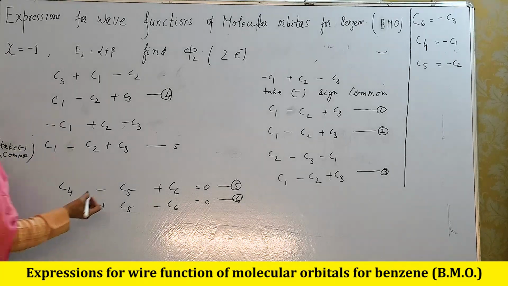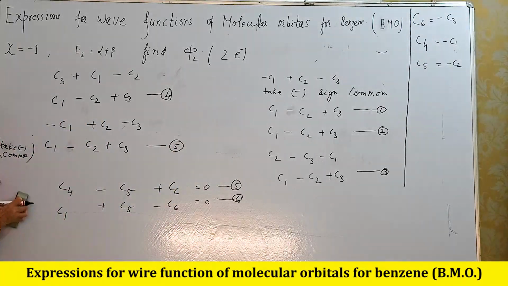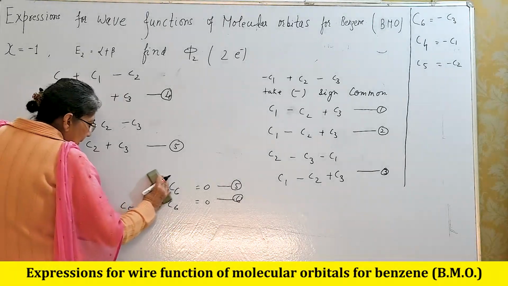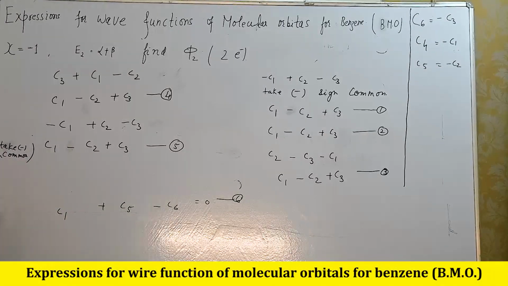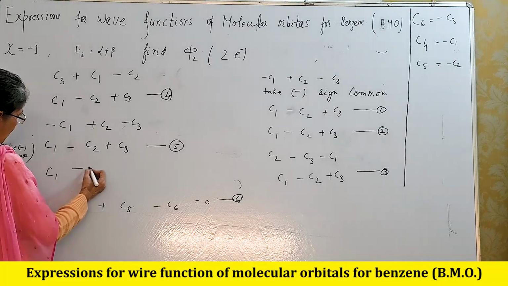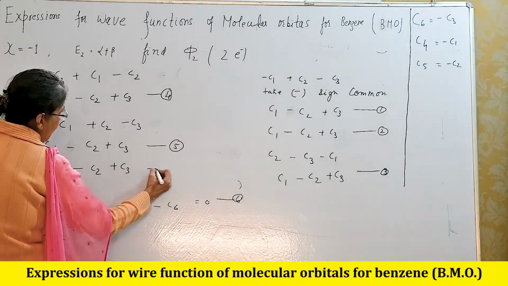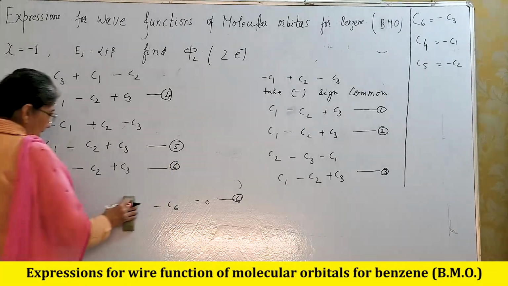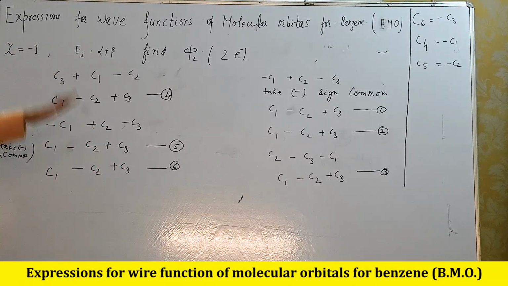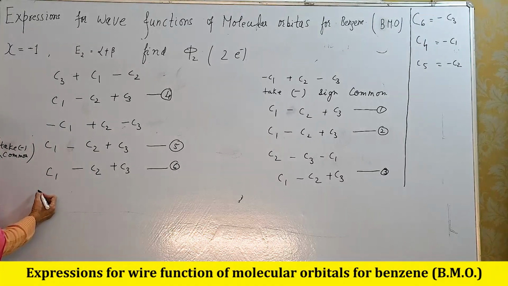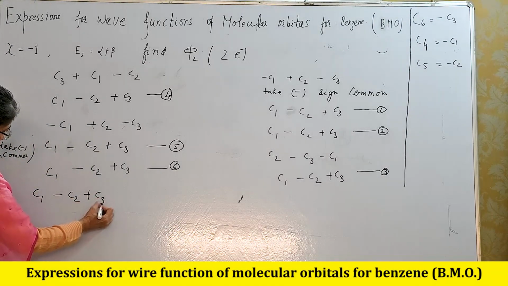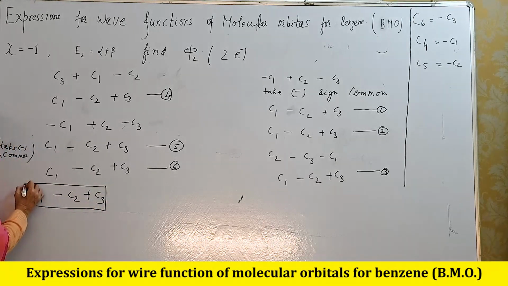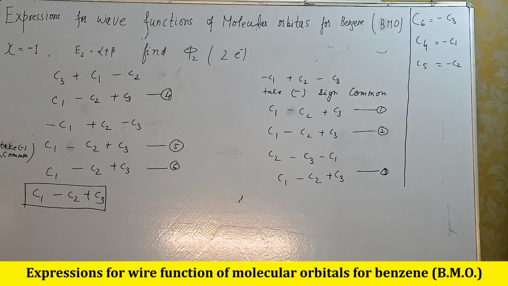And last, C1 plus C5 is minus C2, and minus C6 is equal to plus C3. This is equation number 6. So thus we see that we have reduced all 6 secular equations to one single equation, and that is C1 minus C2 plus C3. We got this equation, but we can't solve this equation having 3 variables.